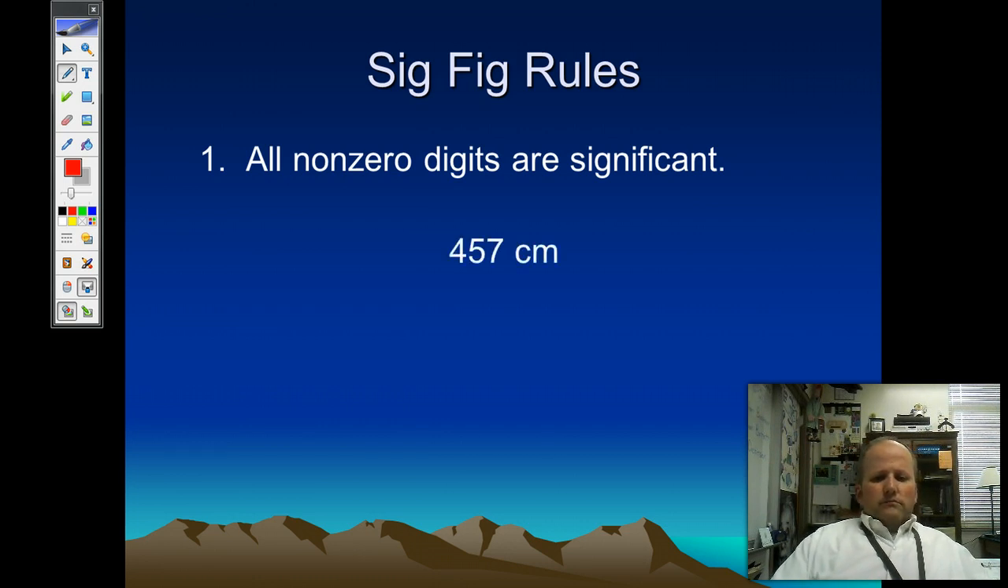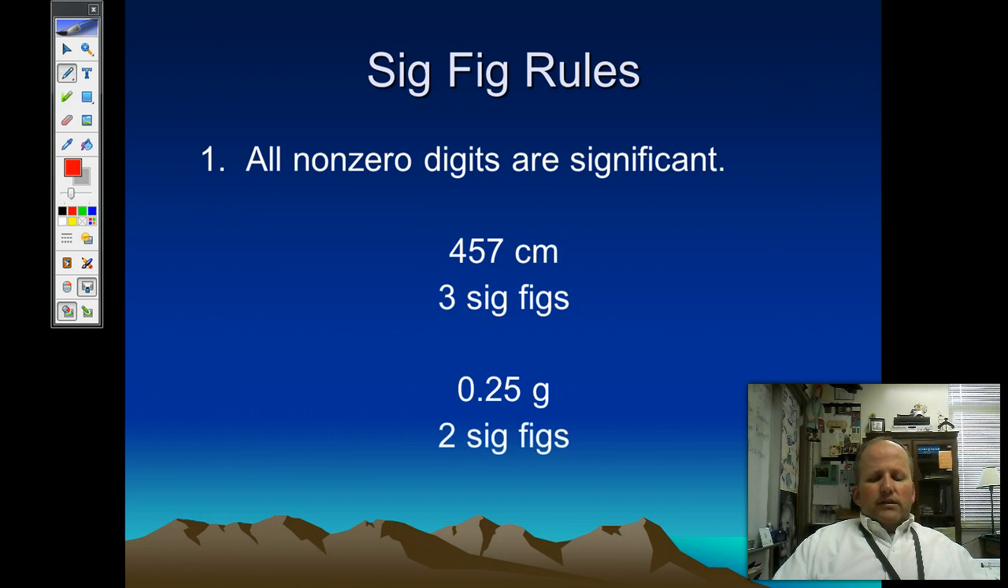For example, that has 3 sig figs. And this number has 2. The 2 and the 5 are significant. The 4, 5, and 7 are significant. What about that 0? Well, funny thing. The other 4 rules of sig figs are all about zeros. Zeros are what make it complicated if you want to think it's complicated.